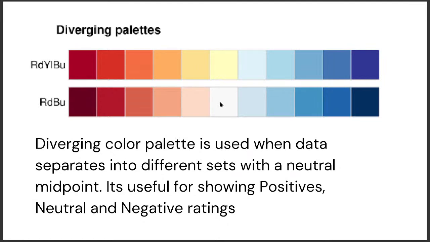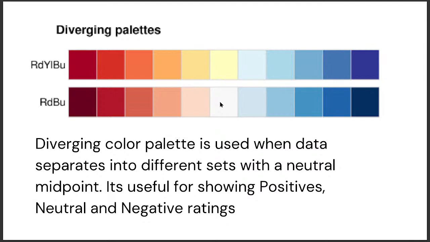So now this is where I want to focus on the most. These color palettes, diverging color palettes, you can use it to show positives, neutral, and negatives, right? You can also use it to show how things progress from hot to freezing, or freezing to hot.